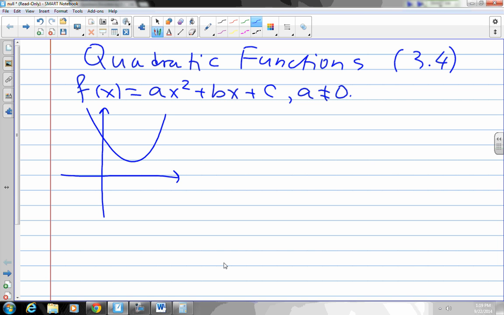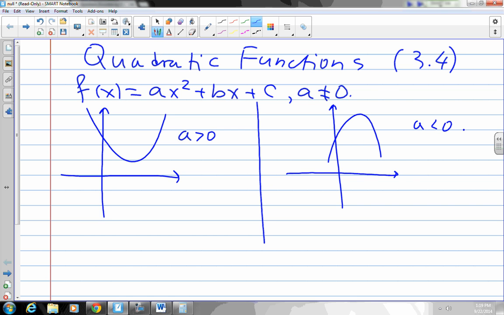Where it is, I don't know. It's a different story. But it's either going to look like this if a is positive. So if a is greater than 0, then you have a normal looking parabola. If a is less than 0, then by the transformation that we talked about, you put a minus in front, it flips the graph over the x-axis, and you'll just have an upside down parabola. That's the story. So this is if a is less than 0.